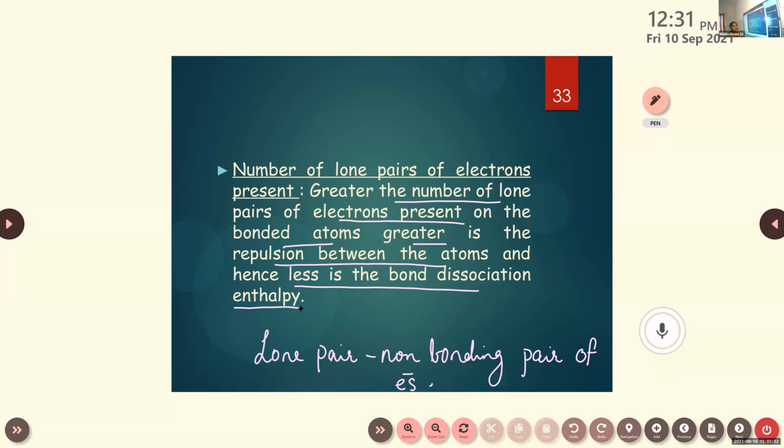Lakshmi, can you read the third point? Third factor affecting the bond enthalpy: number of lone pairs of electrons present. Greater the number of lone pairs of electrons present on the bonded atoms, greater is the repulsion between the atoms, and hence less is the bond dissociation enthalpy. Okay.